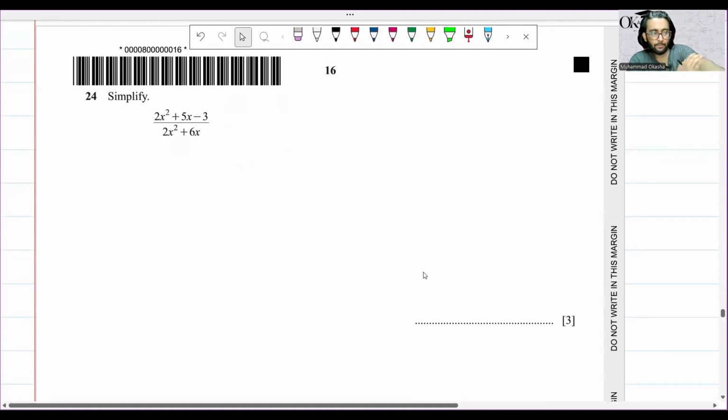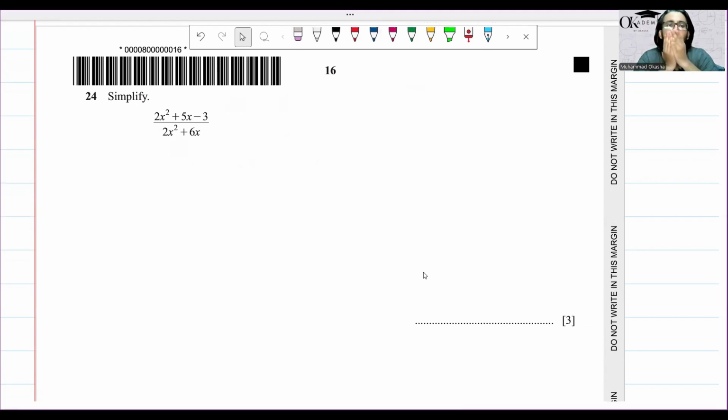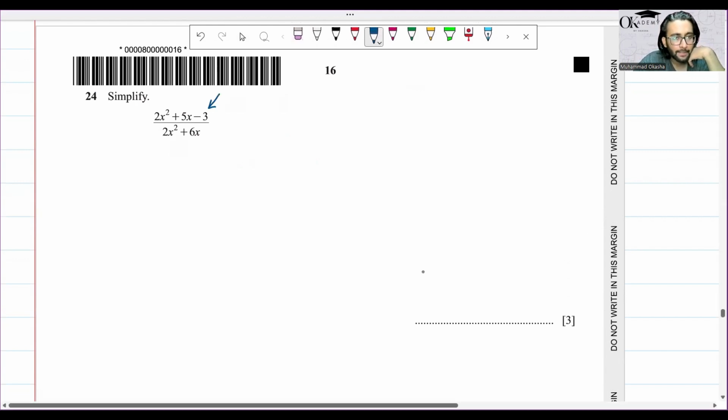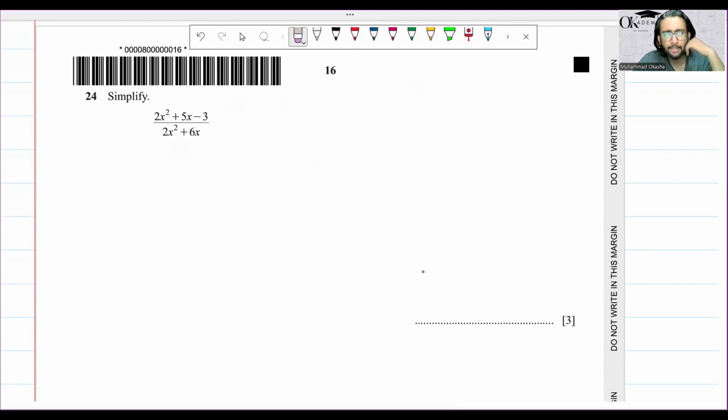Also a really simple question, simplify. So what does the question look like? What do you think? I think at the top it looks like a trinomial, which we can factorize. And the bottom, well, there's a common factor of x, which we can factor out.